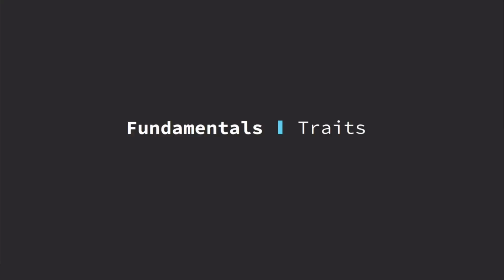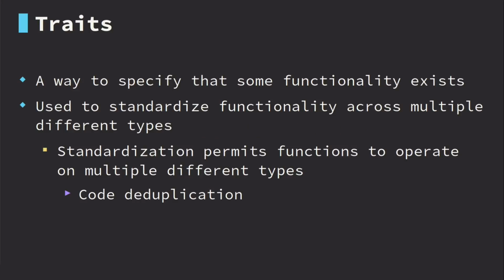In this video, I'll be discussing traits. Traits are simply a way to specify that some functionality exists. They are used to standardize functionality across multiple different types. Standardization permits functions to operate on multiple different types. The end result is you end up with code deduplication.